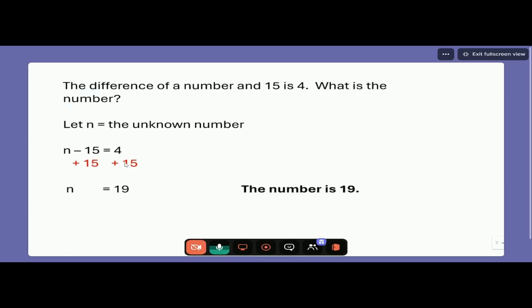The number is 19. Let's go take a look and do a check on this. The difference of a number and 15. Well, we think the number is 19, right? So let's pop that into our sentence. The difference of 19 and 15 is 4. Well, that is true, right? The difference of 19 and 15 means 19 minus 15, which is indeed 4. So it checks out. And it looks like we got it right.